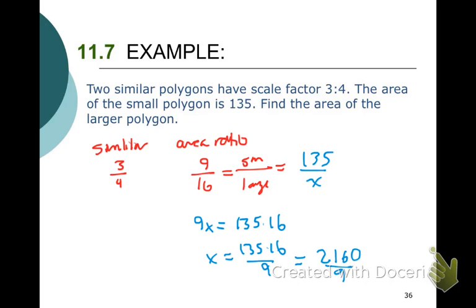So just set up a little ratio. You know the area ratio because you're given the scale factor. Figure out what you know, the small or the large, and then find the missing value. Just a proportion problem. Could you do like solve for x, like 3x squared equals 35, and then just plug that in? You could do that too.